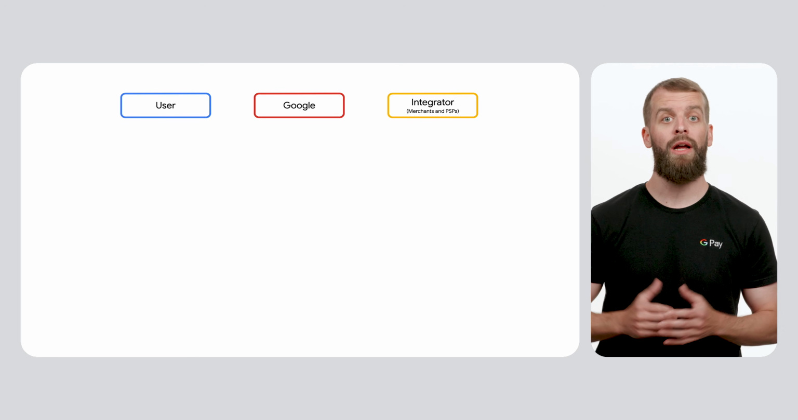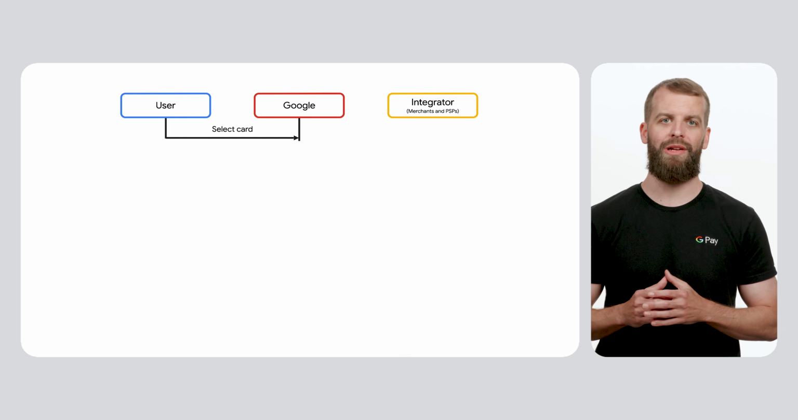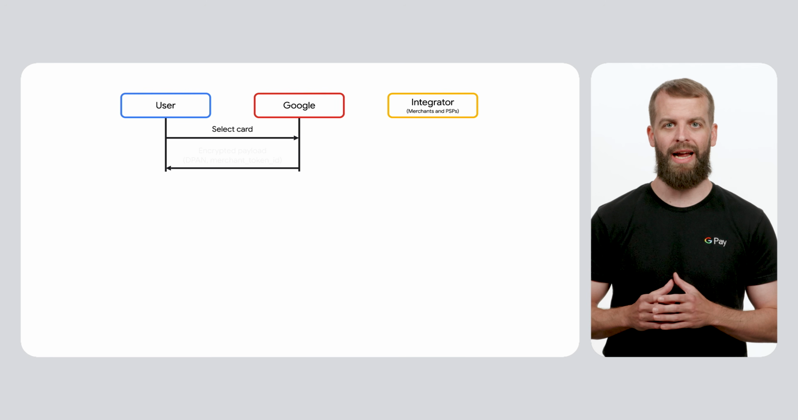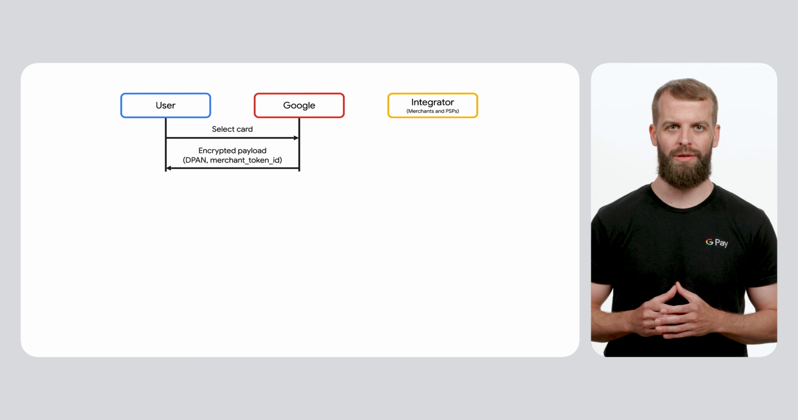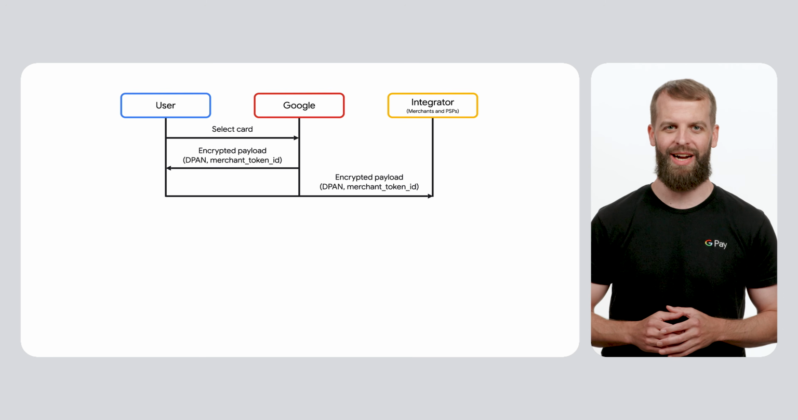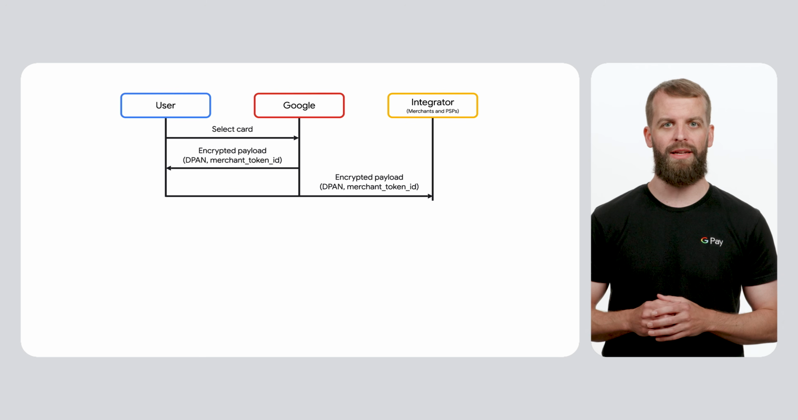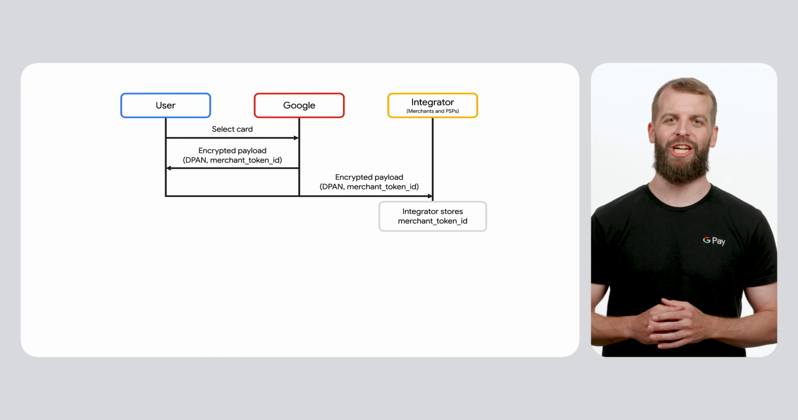First, let's have a look at the high-level flow on how to set up merchant-initiated transactions and at a later stage receive lifecycle notifications. So, a user selects a card on the payment sheet and Google Pay returns a DPAN and a merchant token ID within an encrypted payload. This payload then gets sent over to the integrator. In most cases, this is a payment service provider. The payment service provider stores the merchant token ID alongside existing payment credentials.